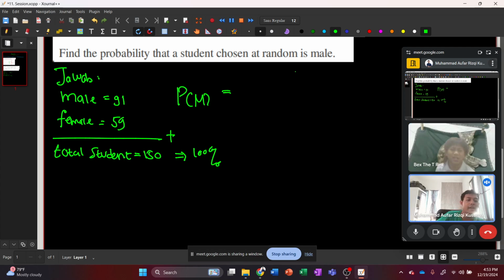Actually, it's 150 divided by 3. That is near the female, but not exact. So we do 100% divided by 3 and 150 divided by 3.